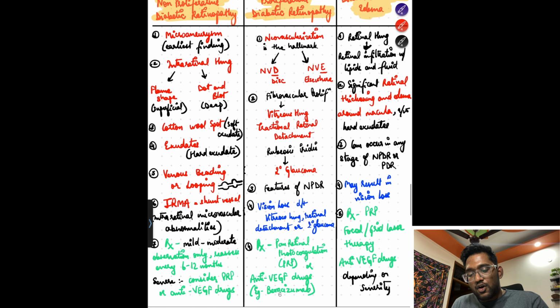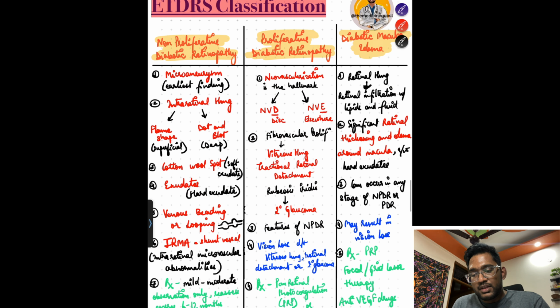Now the features of non-proliferative diabetic retinopathy can also be seen along with the neovascularization, and vision loss will occur due to vitreous hemorrhage, retinal detachment, or secondary glaucoma, as we have already discussed. Treatment for this is the same, that is pan-retinal photocoagulation or anti-VEGF drugs. I have mentioned one example, that is bevacizumab. These are the only treatments. Of course, we cannot leave it to observation only, so here we have to focus more on the treatment part.